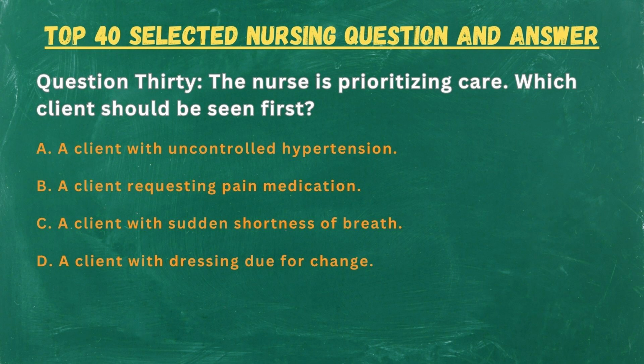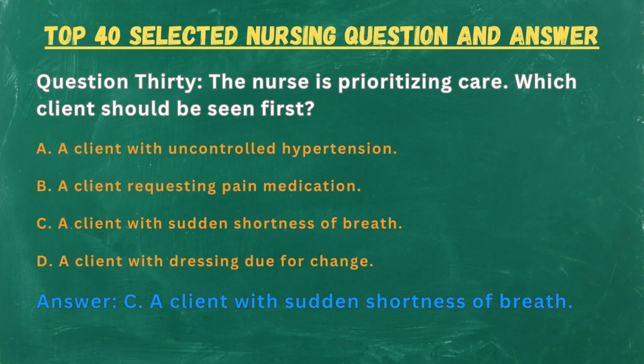Question 30. The nurse is prioritizing care. Which client should be seen first? A. A client with uncontrolled hypertension. B. A client requesting pain medication. C. A client with sudden shortness of breath. D. A client with dressing due for change. Answer: C. A client with sudden shortness of breath.